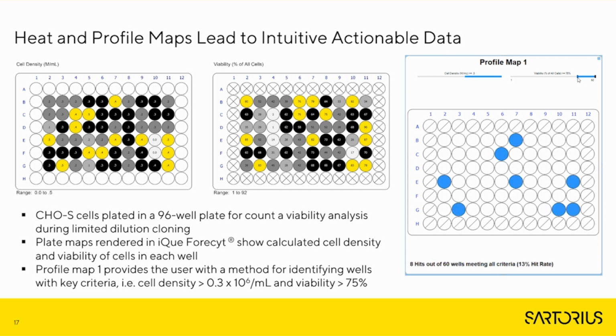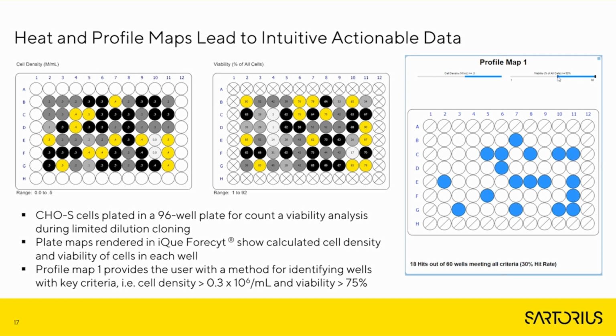And you can see that we have different colors for the different levels of viability and cell densities as well. What's interesting is the profile map that we can produce in Foresight, which allows you to threshold for specific characteristics of your cell population. So on the right-hand side here, we've got a key set of criteria where we have the cell density locked at 0.3 times 10 to the 6 per mil, so 300,000 cells per mil, and then we are moving the viability range on the right-hand side.